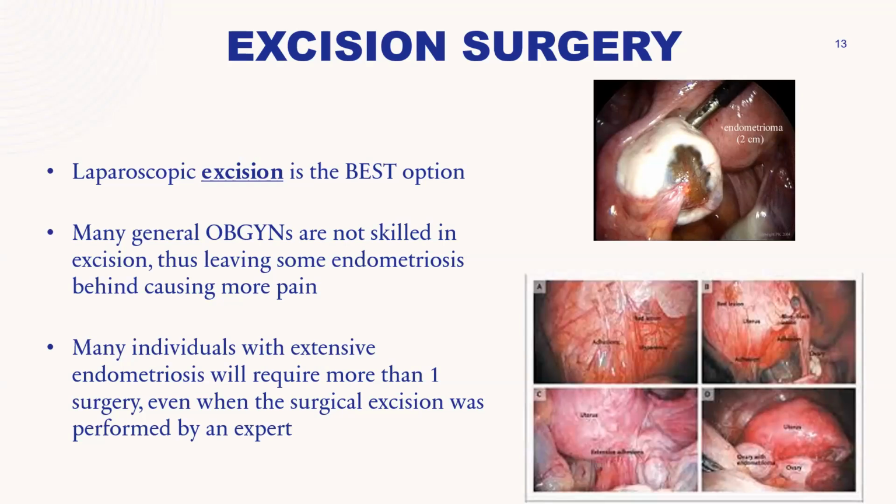These pictures can be triggering for some, but they are great pictures to see what our excision specialists will see when they go in for a laparoscopic surgery. So the top picture is an endometrioma, which you can see a very dark chocolate colored area underneath the white, which is a chocolate cyst.